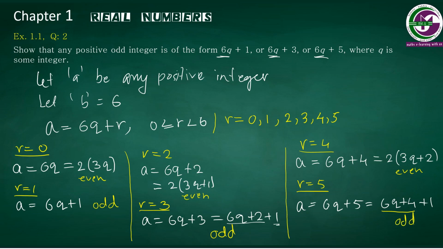Now look, which are the odd numbers here? When r is equal to 1, 6q plus 1 is an odd number. When r is equal to 3, 6q plus 3 is an odd number, and when r is equal to 5, 6q plus 5 is an odd number. So every odd number will be of the form a equals 6q plus 1, or a equals 6q plus 3, or a equals 6q plus 5. Okay, we proved it.